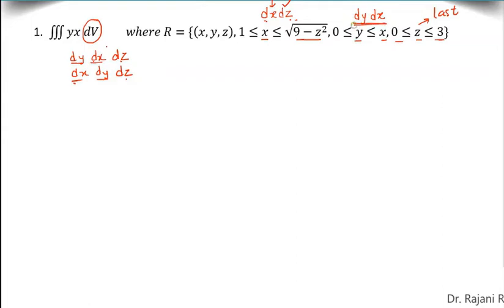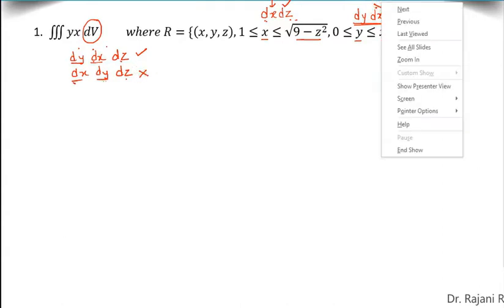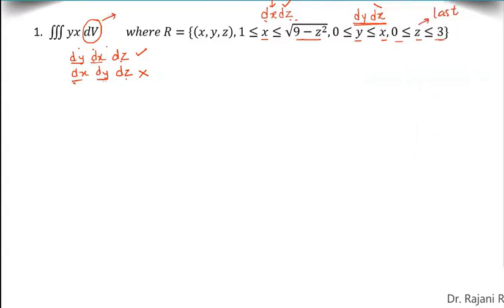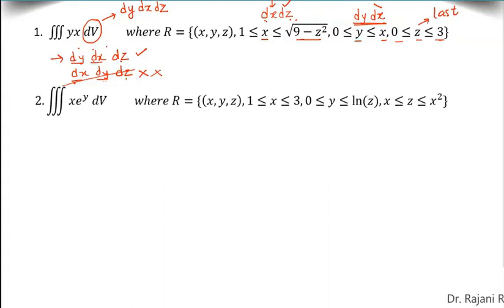Let's check for the other restriction, y before x. In the first one, y before x, it is satisfied. What about here? Y is after x. This is not satisfying this restriction. So it means in this case, we have only one possibility to select the order of integration, which is dy, dx, dz. Not this one. This is not applicable here. Similarly, let's take another example to select the order of integration.